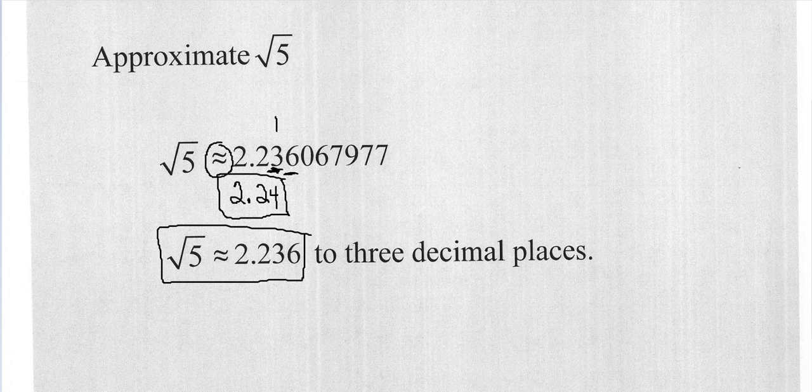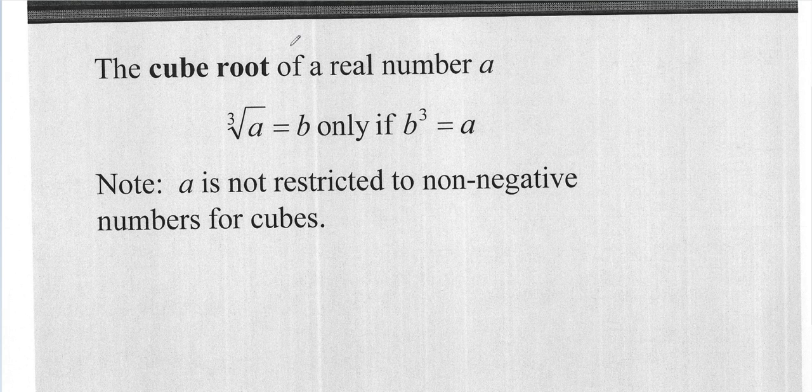Next. All right, next we're talking about the cube root of a real number a. Cube root of a. Notice the index number is 3. For cube means 3 factors. Okay, and cube root of a equals b only if b cubed equals a. So let me say that again. The cube root of a equals b only if b to the 3rd equals a.